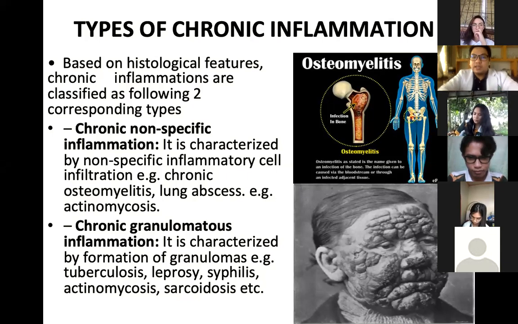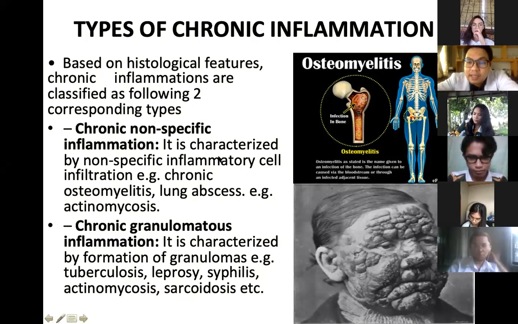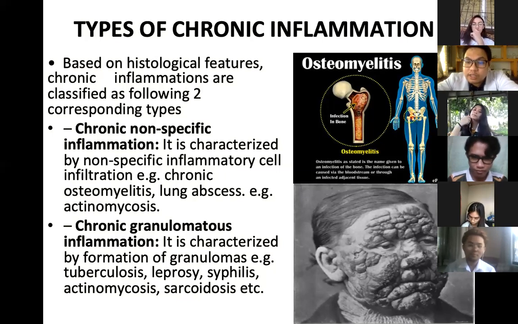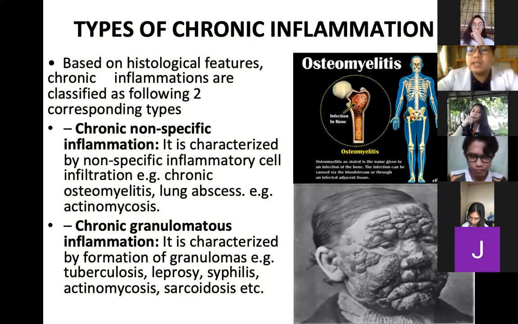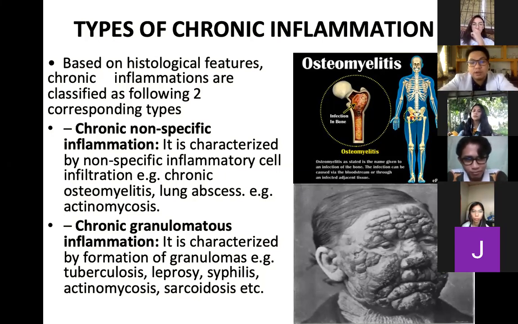So this one, class, osteomyelitis, is the infection of the inner bone. Okay? It is a name given to an infection of the bone that can be caused by the bloodstream or through infected adjacent tissues. And then granulomatous inflammation. Merong formation of granuloma. Characterized by formation of granulomas, for example, tuberculosis, leprosy, syphilis, actinomycosis, or sarcoidosis. Okay, the picture, class, is the appearance of a person having leprosy. Okay.